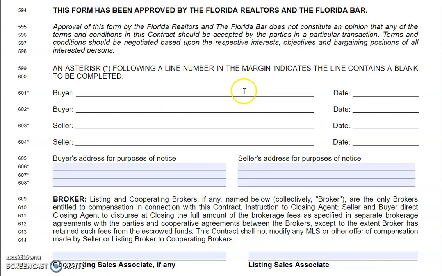Buyer needs to sign here with the date. If it's two buyers, both need to do. Seller or sellers also here. Here you put the address if we need to send any notice to the buyer. Here the address of the seller.